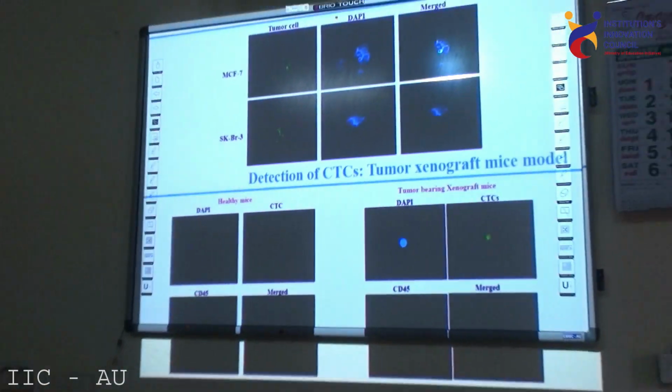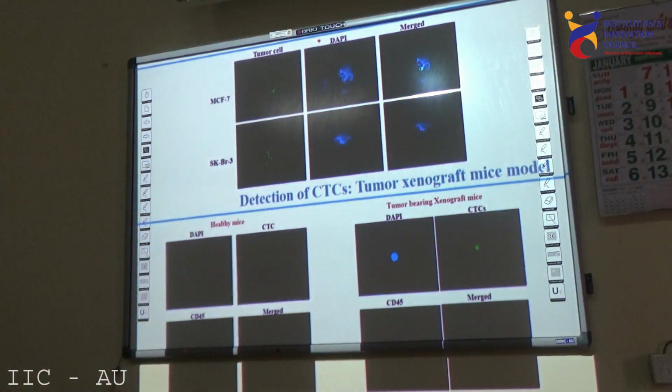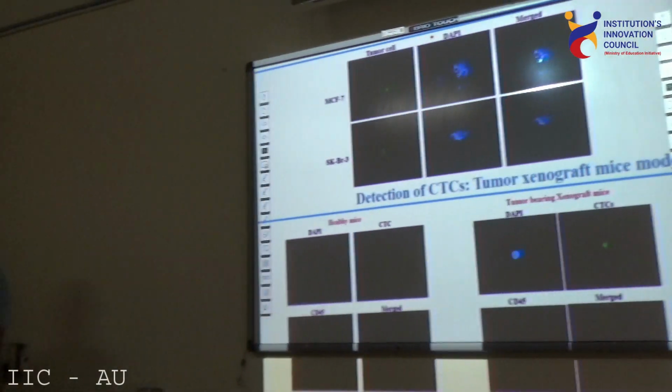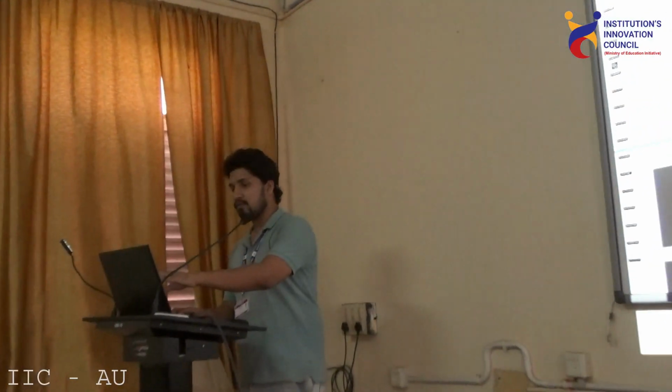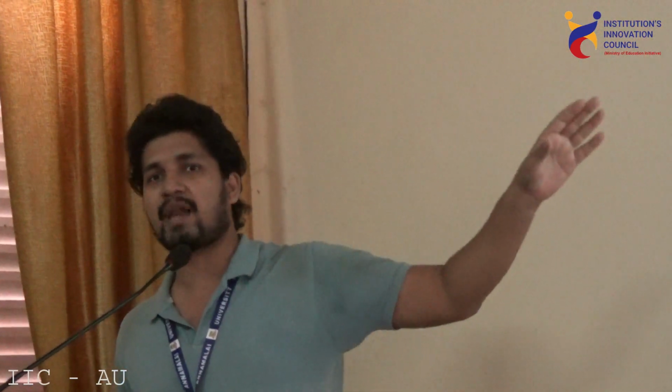Finally, here we show our immunofluorescence-based analysis. We mainly targeted EpCAM molecules. You can see the tumor cells with green fluorescence, which is EpCAM immunofluorescence, and DAPI in blue color, which shows that it is a viable cell with an attached nucleus, and the merged image.